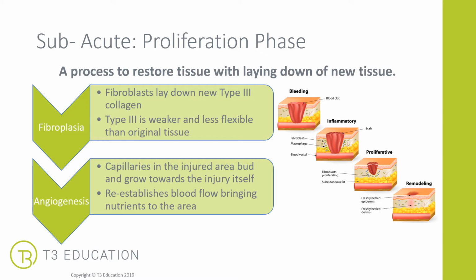The second stage in the proliferation phase is angiogenesis, and that is about creating new blood cells and new blood vessels.